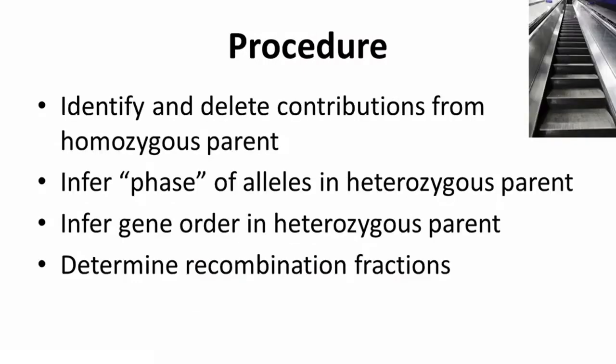One thing I want to come back to, though, is looking at the overall procedure. First we identified and deleted the contributions from the homozygous parent, right? That was the first step. The second was to infer the phase of the alleles in the heterozygous parent, which again we do by looking at the most abundant two genotypic classes. We then inferred the gene order in the heterozygous parent by looking at the least abundant two genotypic classes and comparing that to the phase of the parent. And the last one was determining the recombination fractions.